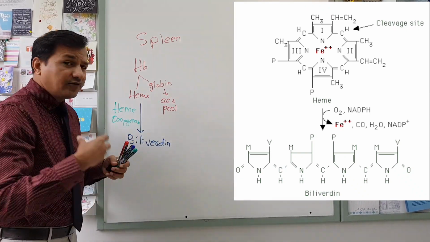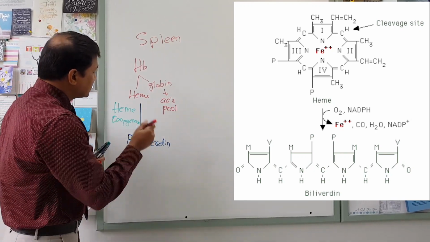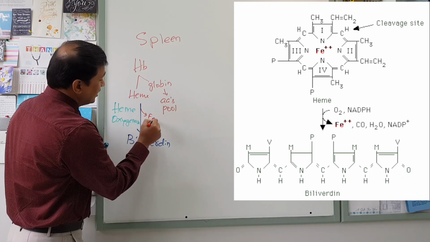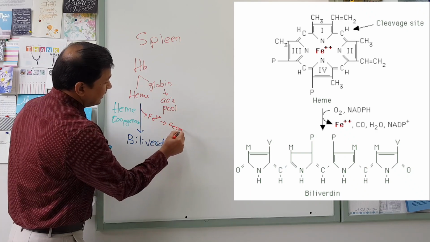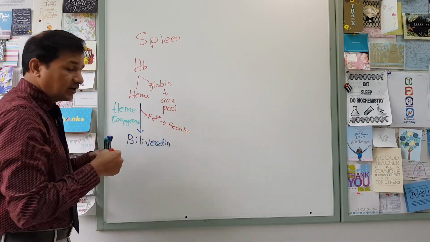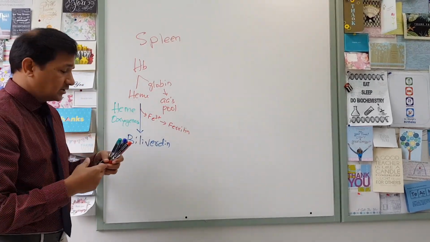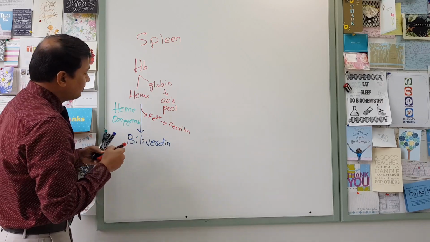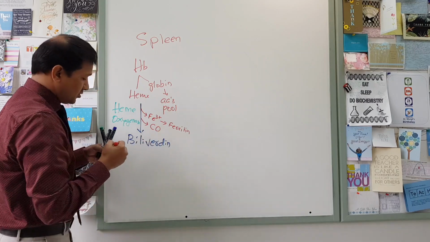During this process, the ferrous iron in the center of the heme is released as ferric iron. So, the iron is taken out of this molecule and released as ferric iron, and this ferric iron will be stored as ferritin. That's the fate of the iron present in the heme, and that will undergo a recirculation process. And also during this reaction, there will be release of carbon monoxide, CO.